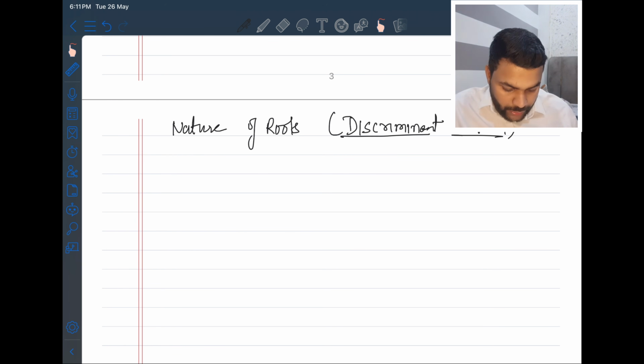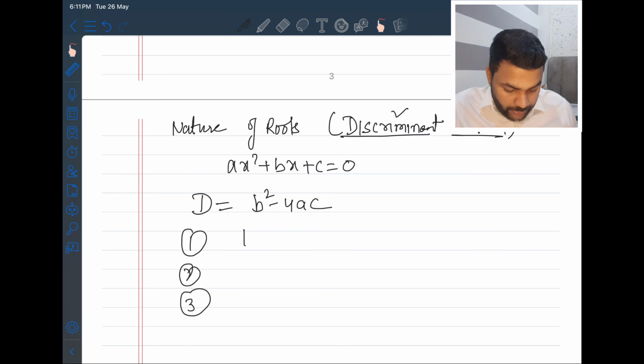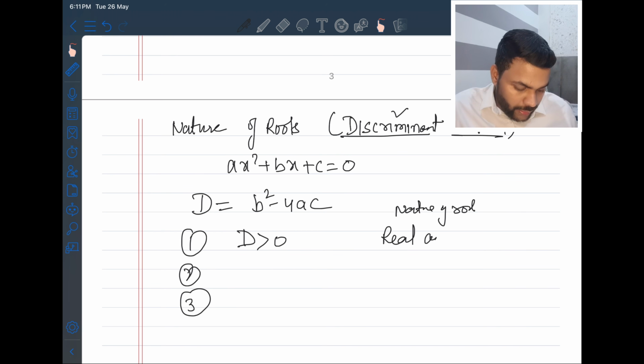So ax square plus bx plus c equal to 0, this is the quadratic equation we have. So we find D, the discriminant, short form. This is b square minus 4ac. We already learned this formula. So here we have three cases. If D is greater than 0, then what is the nature of roots? The nature of roots will be real and distinct.